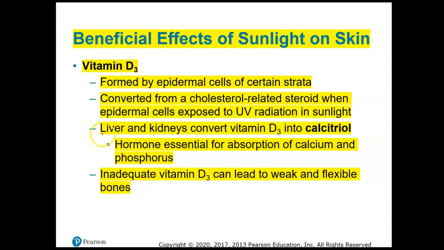Now, the liver and the kidneys take that vitamin D3 and convert it into calcitriol. And that is a hormone that is needed for the absorption of calcium into our blood. So it raises our blood levels of calcium. Inadequate vitamin D3 can lead to weak and flexible bones. In small children, it causes a condition called rickets.